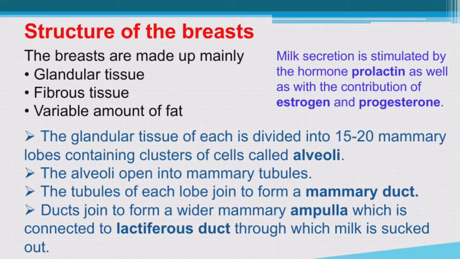Structure of the breasts. The breasts are made up mainly of 1. Glandular tissue. 2. Fibrous tissue. 3. Variable amount of fat. The glandular tissue of each is divided into 15 to 20 mammary lobes containing clusters of cells called alveoli. The alveoli open into mammary tubules. The tubules of each lobe join to form a mammary duct. Ducts join to form a wider mammary ampulla which is connected to the lactiferous duct through which milk is sucked out. Point to be noted. Milk secretion is stimulated by the hormone prolactin as well as with the contribution of estrogen and progesterone.